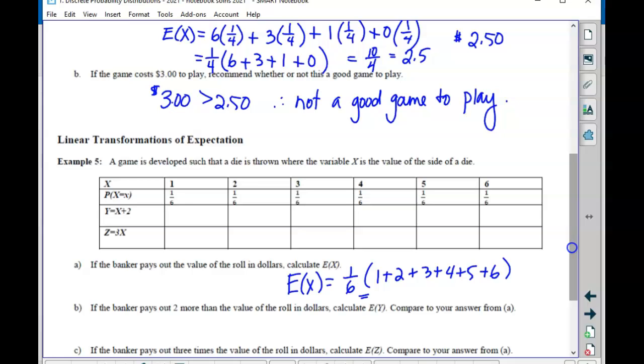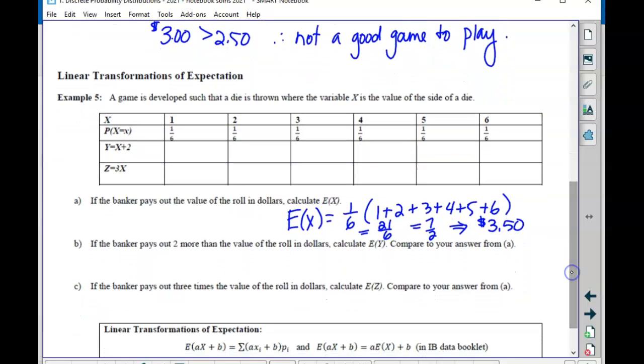So what's that? 3, 6, 10, 21 over 6. And that reduces to 7 over 2, which is $3.50 for winning. Okay. So again, if you were playing this game, you'd want to play it if it costs less than $3.50. You might want to play it, not necessarily.